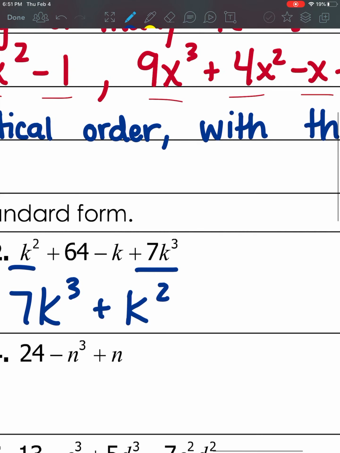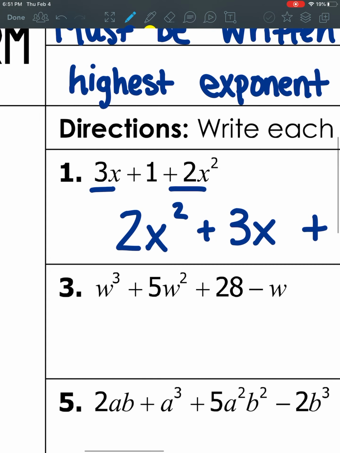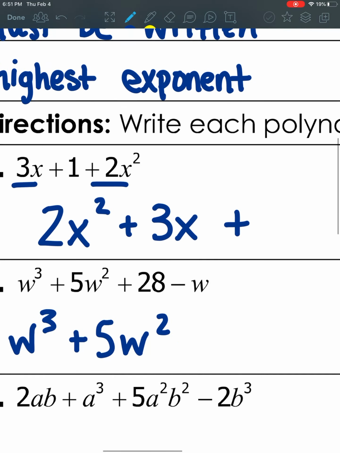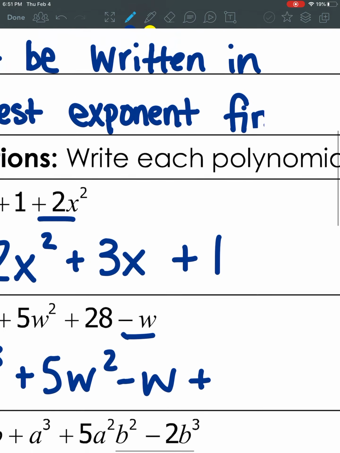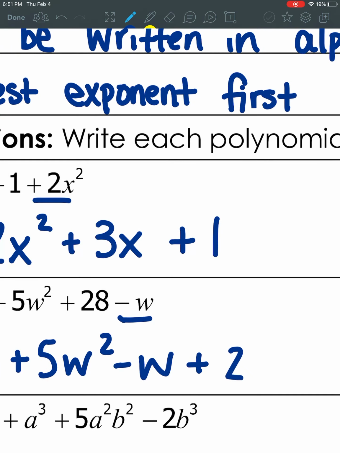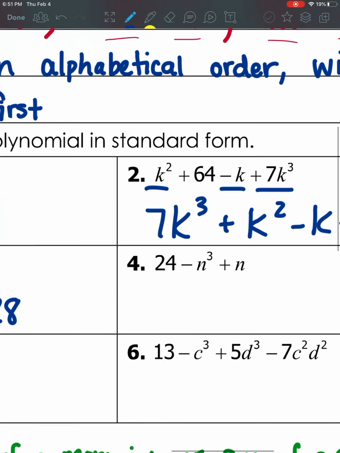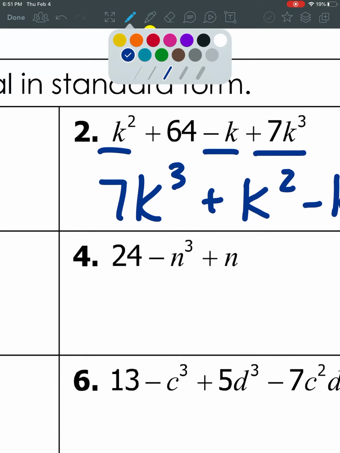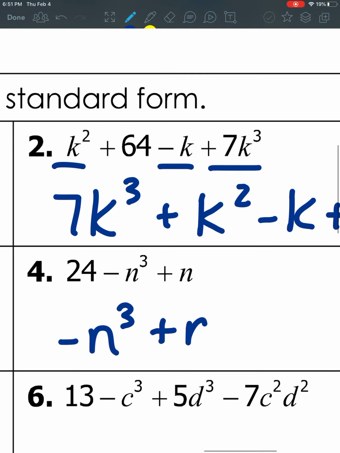Right, same thing here, 7k cubed, it is positive. Then we have k squared, so plus k squared, and we're just going in decreasing order now. The k has a minus sign in front of it, so don't forget that. And there it is in standard form. W cubed plus 5w squared, those two are already in order. Then minus w, and the constant always comes last. So the constant is just the number by itself. All right, pause there, see if you could do those last 3 on your own and write them in order.